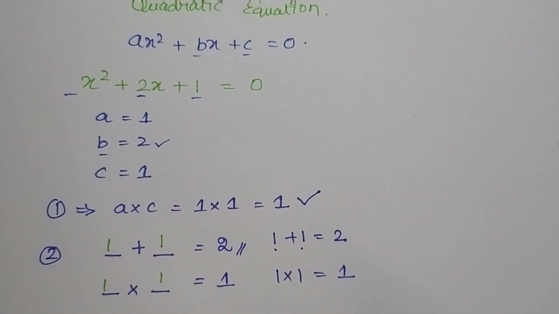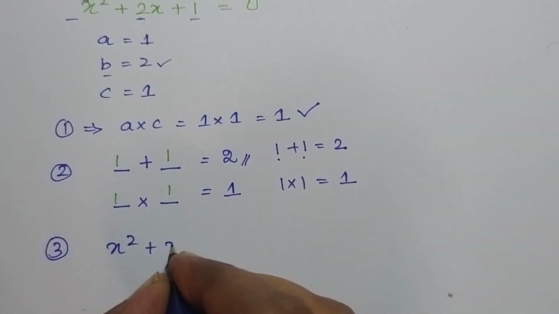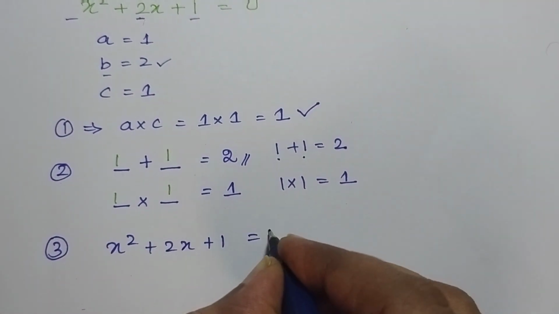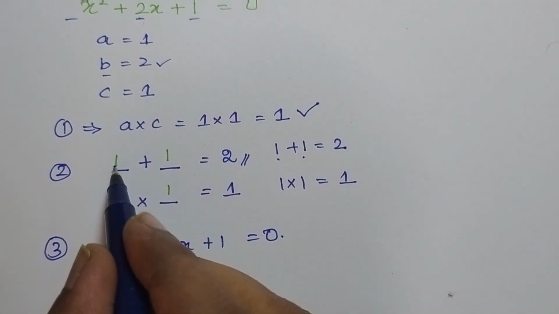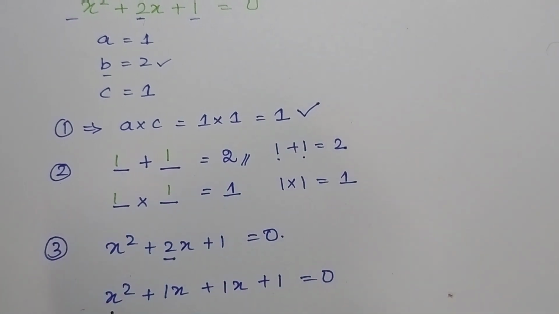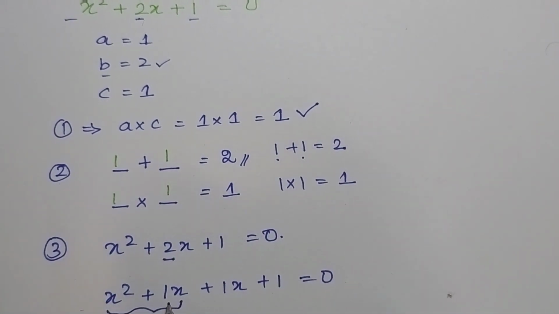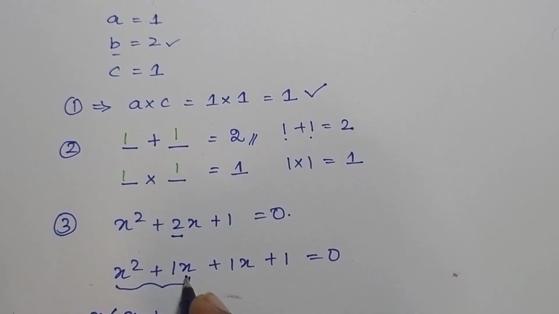The actual equation is x square plus 2x plus 1 is equal to 0. Then instead of 2x, I am going to write 1x plus 1x. Therefore, x square plus 1x plus 1x plus 1 is equal to 0. If you see here, x is common between these two terms. If I take x, the remaining is x plus 1.